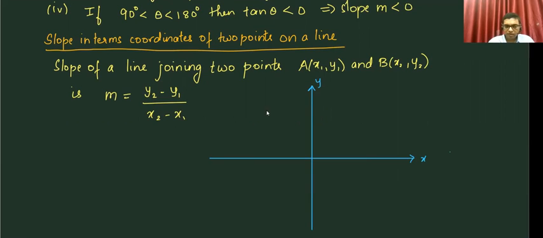X, y. So let's look at a line. This is a line. Now, there are two points on this line. Let's say A and B. The coordinates of A are x1 comma y1. Coordinates of B are x2 comma y2.